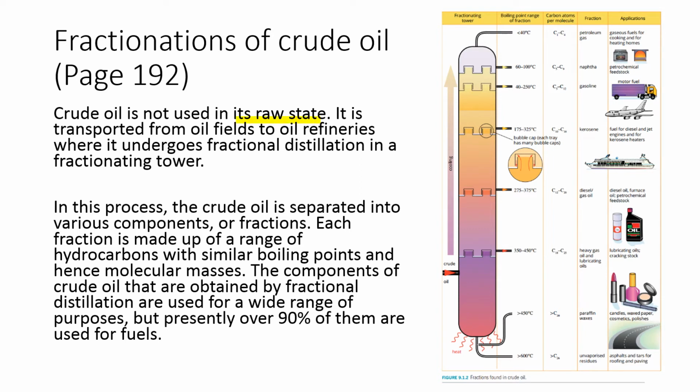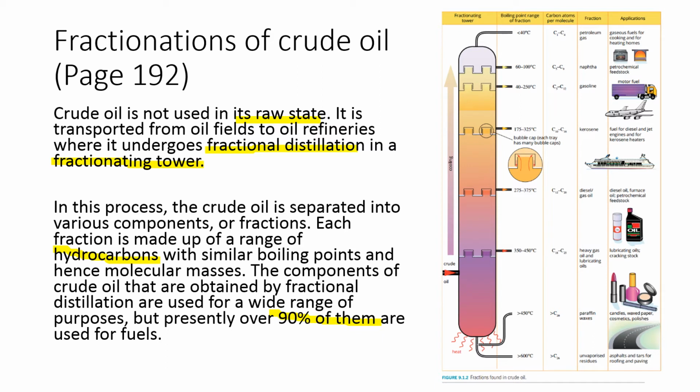It's transferred from oil fields to oil refineries, where it undergoes fractional distillation in a fractionating tower. In this process, the crude oil is separated into various components or fractions. Each fraction is made up of a range of hydrocarbons with similar boiling points and hence molecular masses. The components of crude oil obtained by fractional distillation are used for a wide range of purposes, but presently over 90% of them are used for fuels.